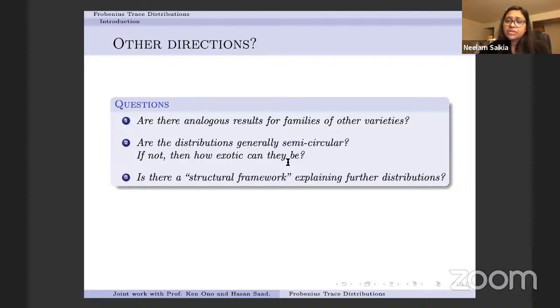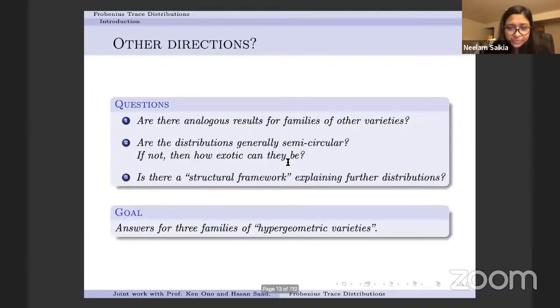And then we would like to study, is there a structural framework explaining the other distributions, a framework that is different from the earlier one that was applied to prove the original Sato-Tate? Of course we cannot have one structural framework which gives all the distributions for varieties. So here we want to establish, is there any structural framework which is different from the earlier work? So our goal is to study three different families of hypergeometric varieties.